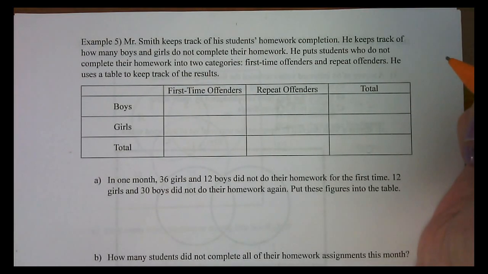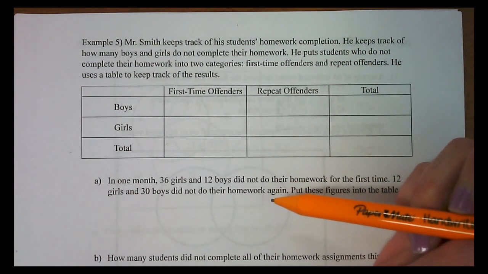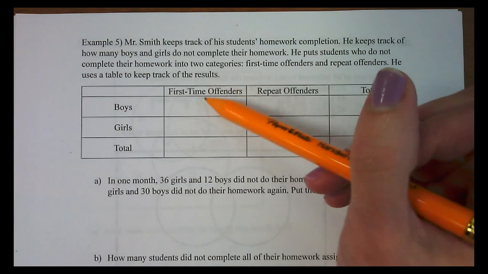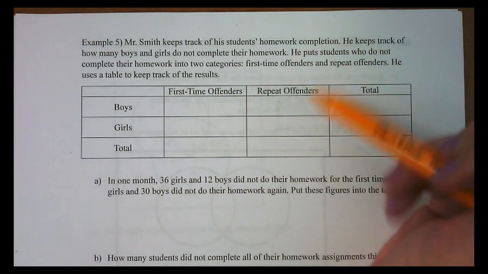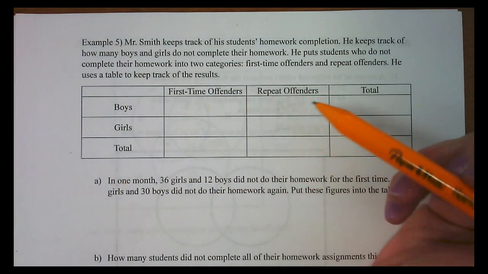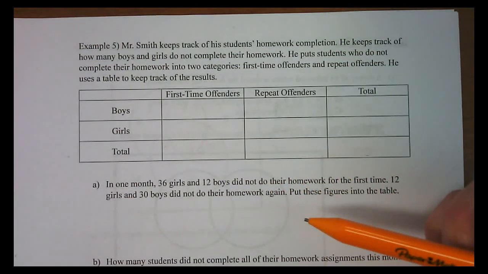Right, this problem, we're filling out a table. It says Mr. Smith keeps track of his students' homework completion. He keeps track of how many boys and girls do not complete their homework. He puts students who do not complete their homework into two categories. We have first-time offenders and repeat offenders. He uses a table to keep track of the results.